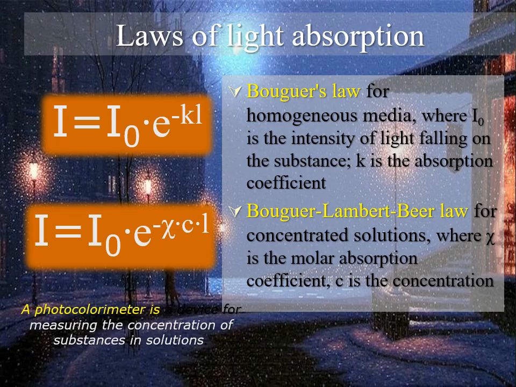The connection between the incident light and the light that has passed through the substance is here. I zero is what falls on the substance with which the luminous flux interacts, and I is what has passed, or what remains after interacting with this transparent or translucent substance. In general, the ratio between incident and transmitted light is exponential. That is, e to the power of minus k l, whatever the thickness, will only give a decrease in the intensity of light that has passed through the substance.